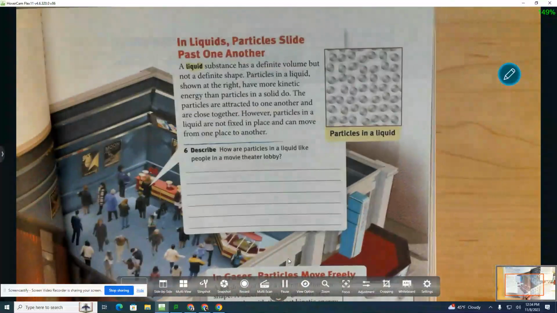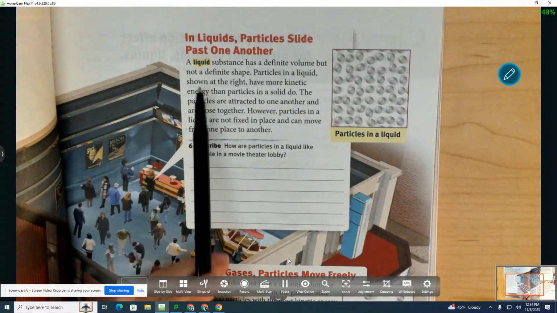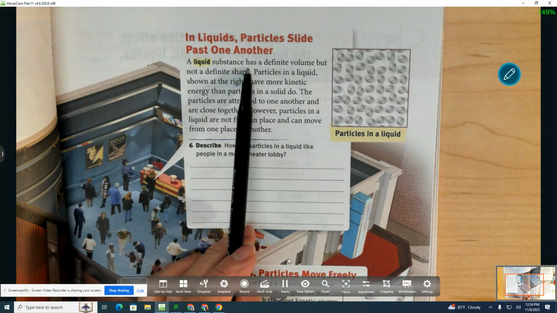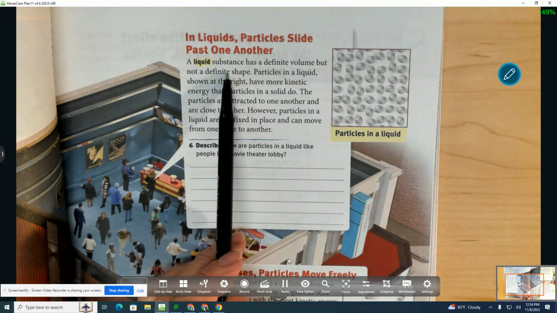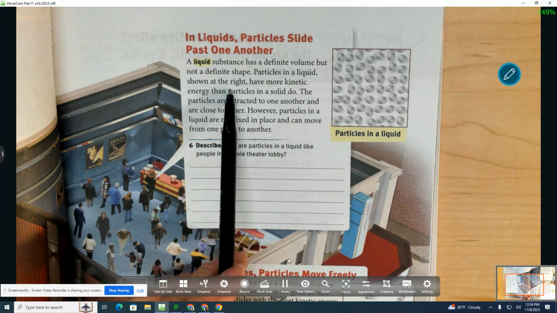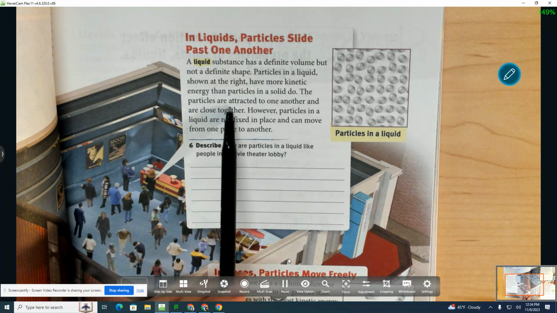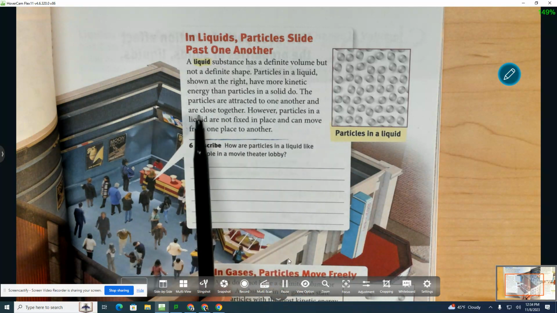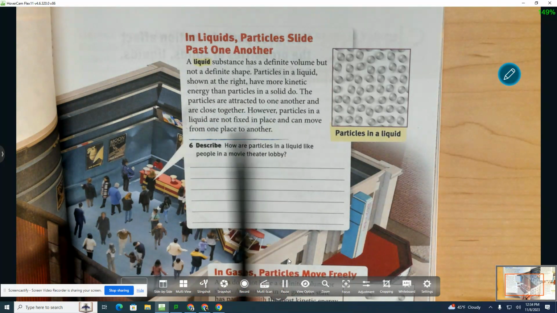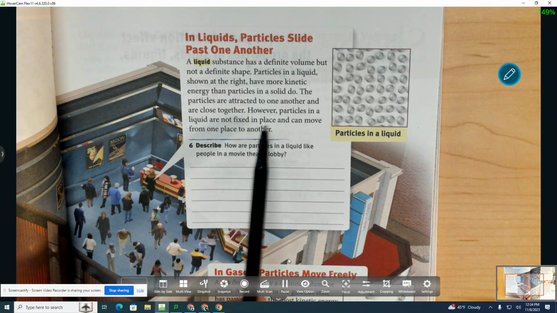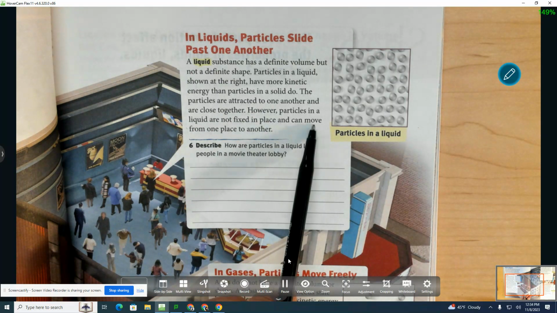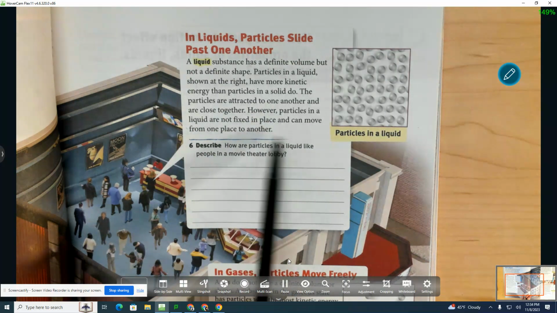Next page. In liquids, particles slide past one another. A liquid substance has a definite volume, but not a definite shape. Particles in a liquid, shown at the right, have more kinetic energy than particles in a solid do. The particles are attracted to one another and are close together. However, particles in a liquid are not fixed in place and can move from one place to another.